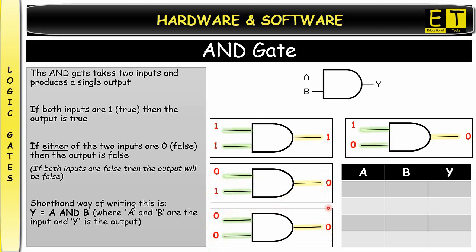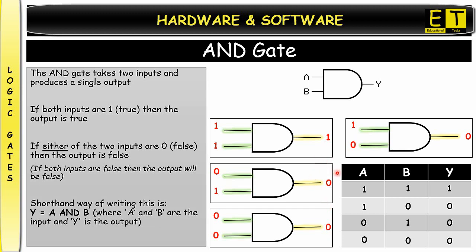The truth table for the AND gate will look like this. Input A, B, if they're 1, the output will be 1. If input A is 1, B is 0, the output will be 0. If input A is 0, input B is 1, then the output will be 0. If both of the inputs are 0, then the output will be 0.